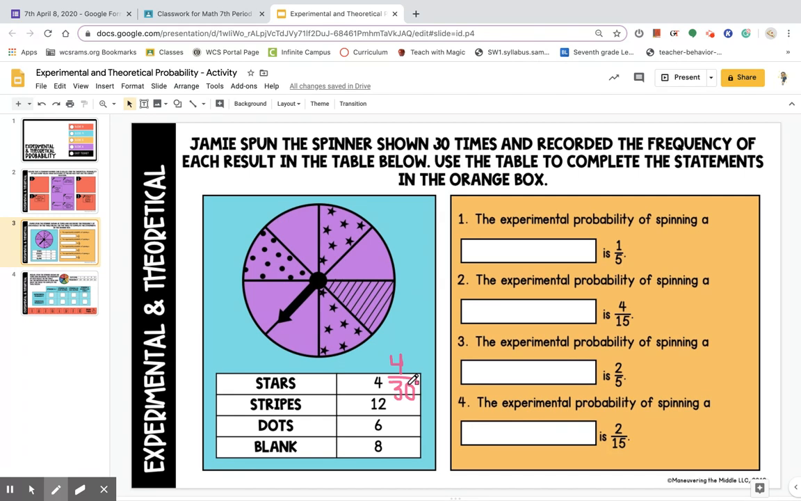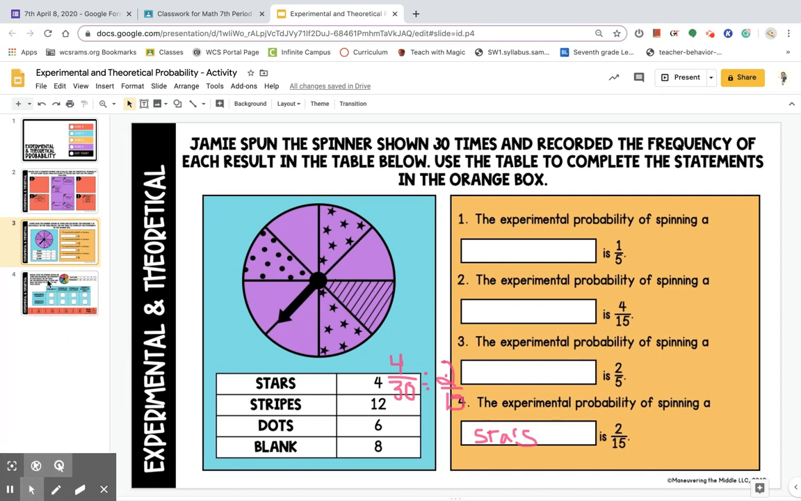Well, you have to reduce that. So to reduce that, you have to find a common number that you can divide out of both of them. Well, you can divide a 2 out of both. So if you divide both by 2, you end up getting 2 over 15. So I would do that for each one first, and then you have your answer. So the experimental probability of spinning a blank is 2/15. Well, we just got it. It's stars. So you're going to type stars in that box.